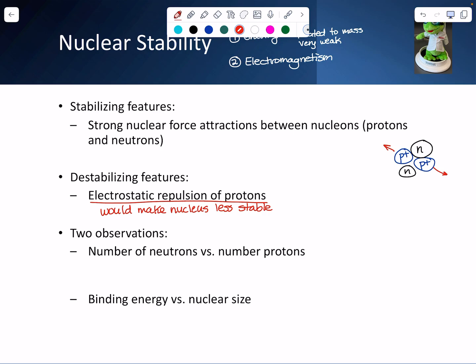So there are two other forces. One is called the strong nuclear force, and the other is called the weak nuclear force, okay? So our other two forces are called the strong nuclear force and the weak nuclear force.